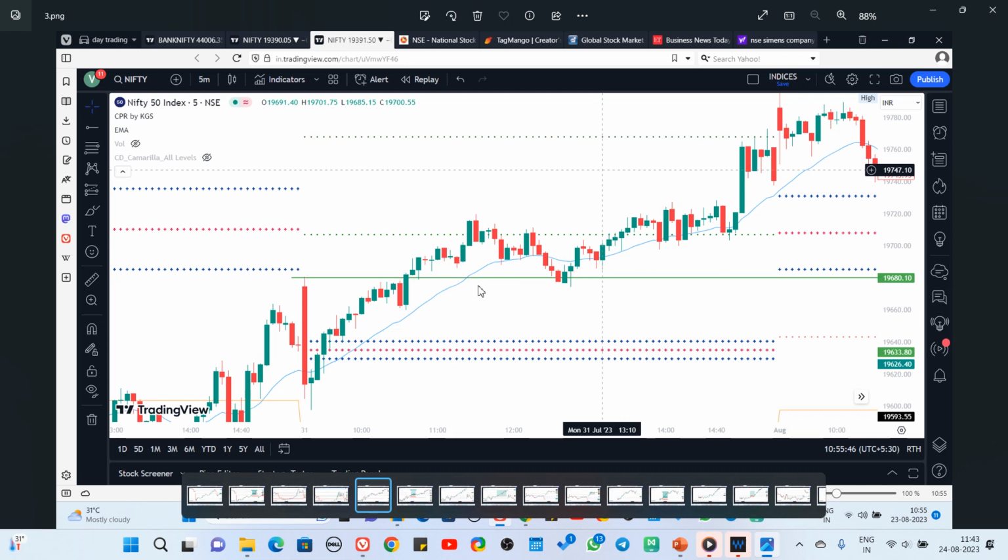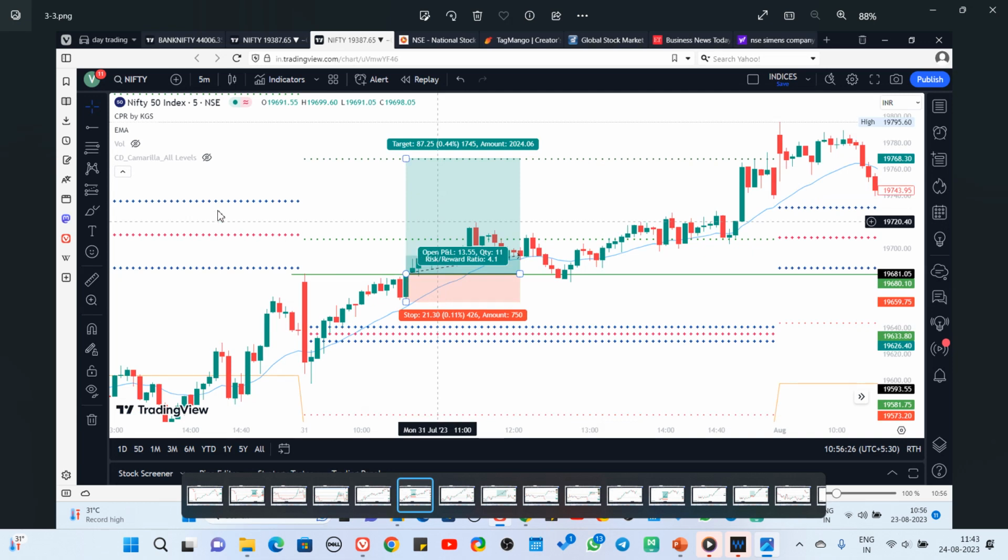Now let's see what the entry, exit and target are, and what the risk reward is on this day. See, once you enter this area, you are going to risk 21 points in the smart chart and the target here is 87, around 90 points. So what is the risk reward ratio? 1:4. Okay, 1:4 risk reward. This is how the red candle high breakout strategy works in the market.